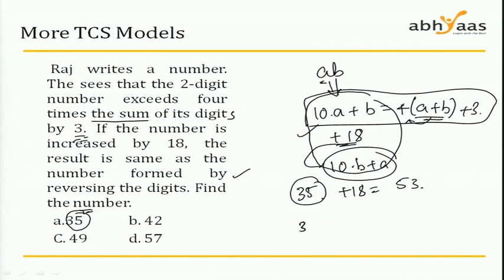So that means 35 is equal to 4 into 3 plus 5, plus 3. 3 plus 5 is 8. 8 into 4 will be how much? 32. 32 plus 3 is 35. So 35 is equal to 35. This condition is also satisfied, so your answer becomes option A, 35.